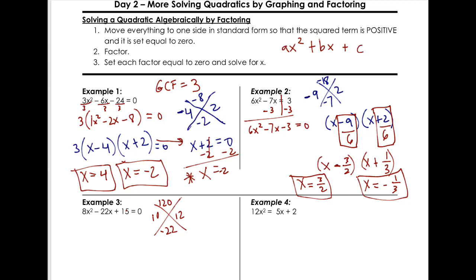Have to get our signs to work. We need both of those to be negative. So when you multiply them, they give you a positive 120, and then add together to give you a negative 22. So now we write our factors. X minus 10, x minus 12.